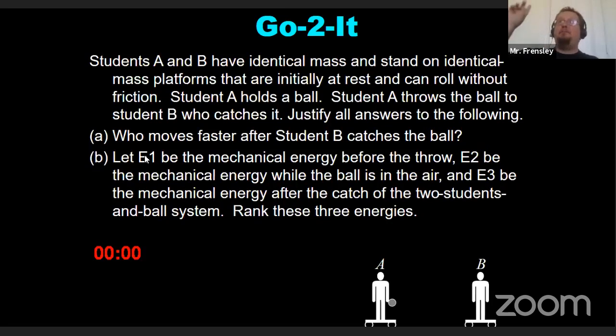But I know that when B catches the ball, that's an inelastic collision. Inelastic collisions always dissipate kinetic energy into heat, sound, dissipated forms of energy. So that must mean that energy 3 is less than energy 2 because the catch dissipates energy. So I'm going to say energy 2 is the most, then energy 3 because you dissipate some energy in the catch, finally energy 1, which is 0.